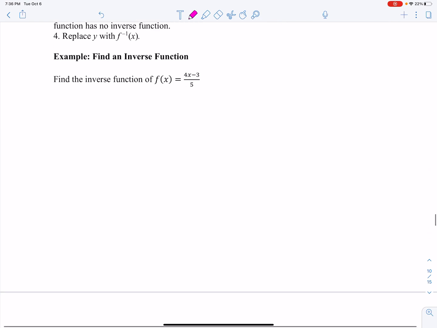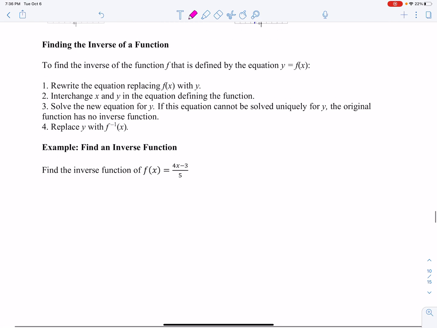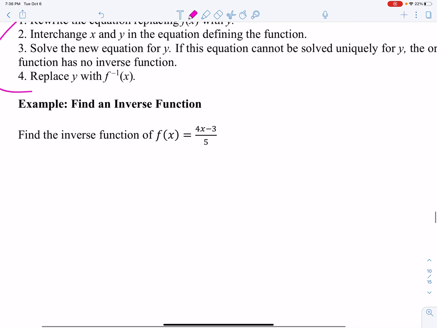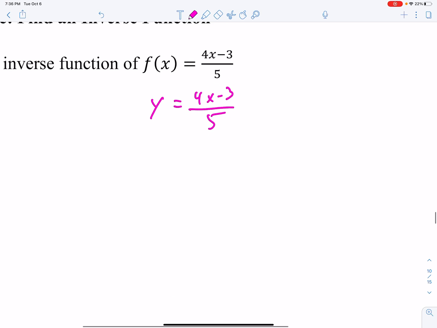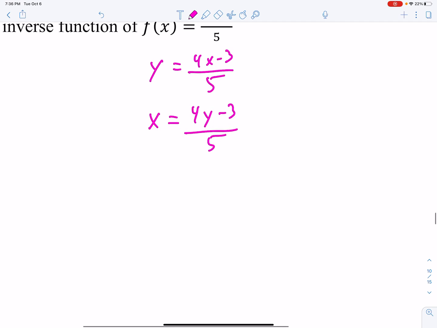All right, so this is the process. This is an important process, and it's written out here, but I'm going to show it to you. Okay, so first thing is we take f of x and we change it to y. That's step one. Okay, then we're going to magically switch x and y, not through algebra, just magic, literally. So in other words, we're going to say this is now x equals (4y minus 3) over 5. And now we're going to solve for y. We're going to get y by itself.